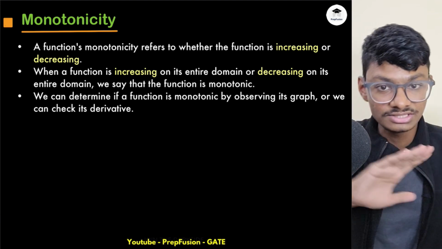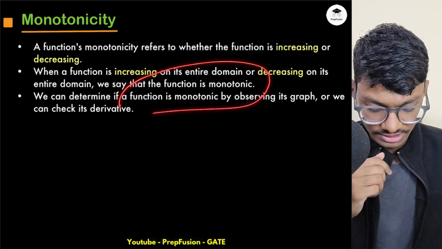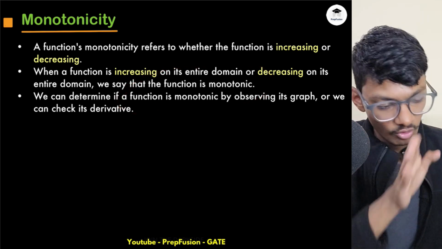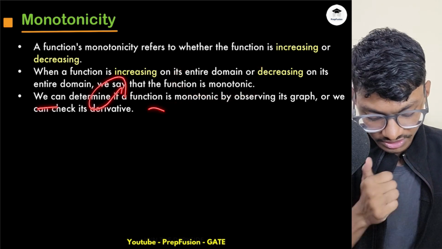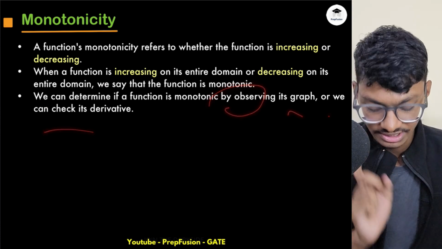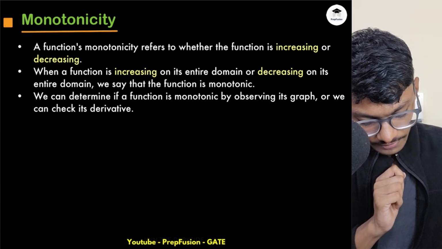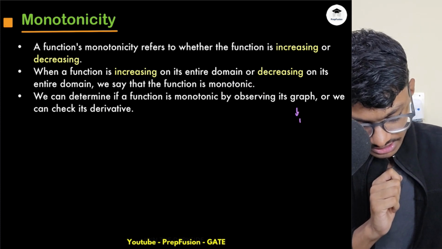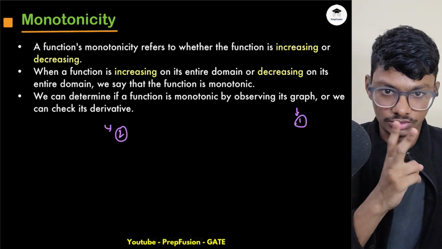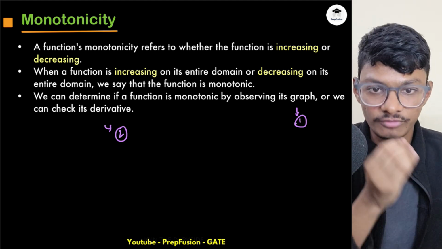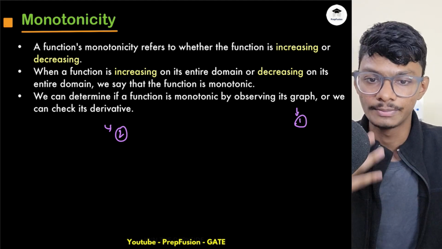If the function is increasing over its entire domain, whatever value of x I give, it will always increase. That means it is monotonic. Or if it is decreasing over its entire domain, that also means it is monotonic. We can determine if a function is monotonic by observing its graph, or by checking its derivative. So there are two methods. Mathematically, you have to use the derivative, but graphically we can understand it better visually.